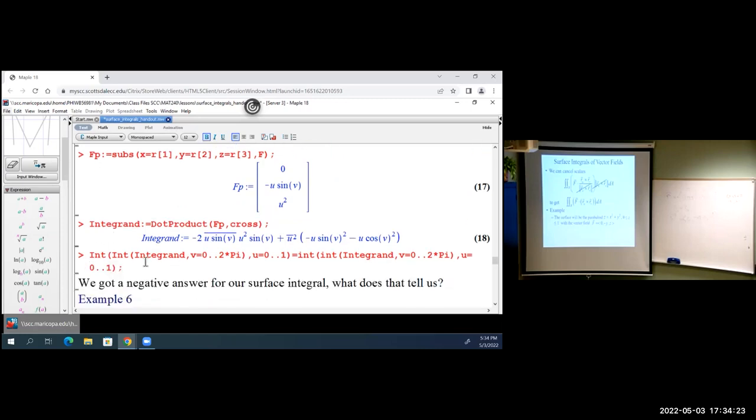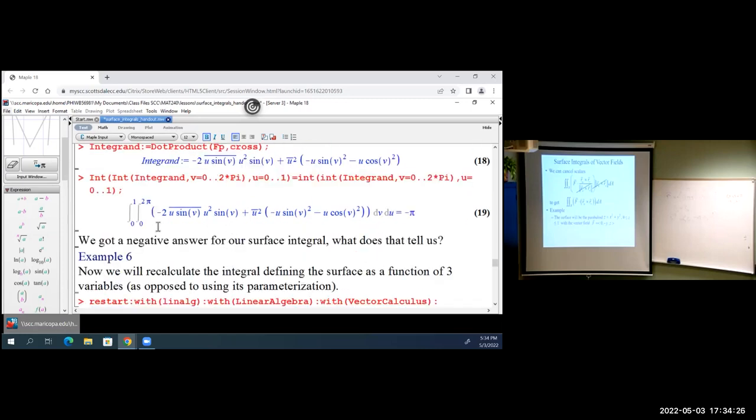And then we have the double integral, and you'll see my limits are just the same limits on my parameterization. All right, and I got negative pi. So again, now negative pi tells us that the flow of whatever this is, fluid or whatever the vector field was representing, is going in the opposite direction of the normal vector we happened to choose. All right, so we need to talk about that a little bit because that makes a difference.